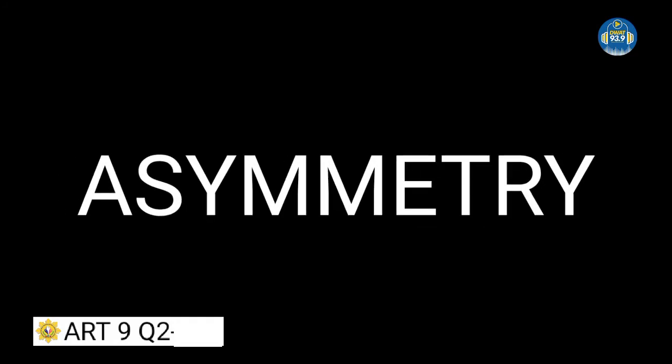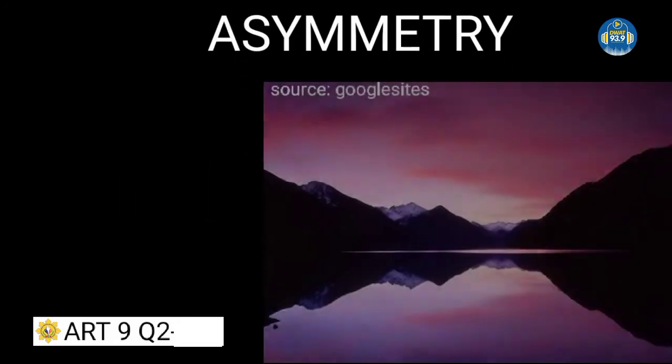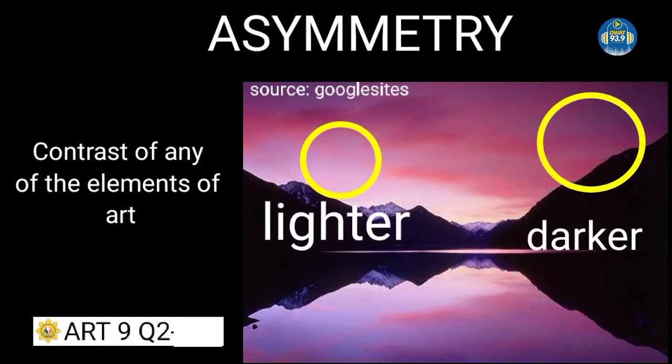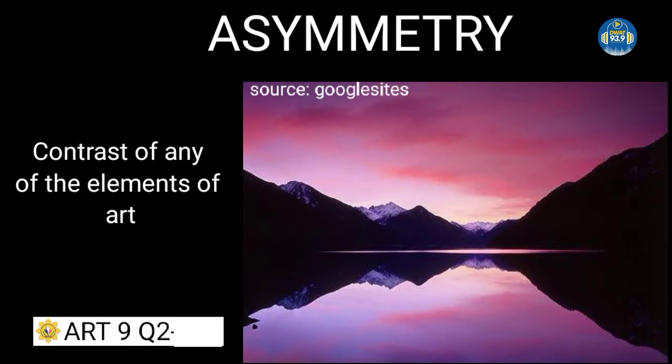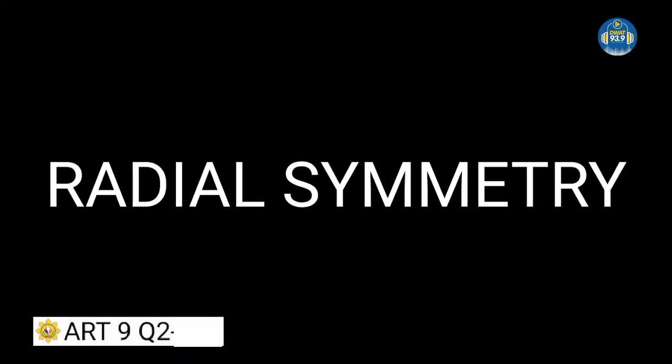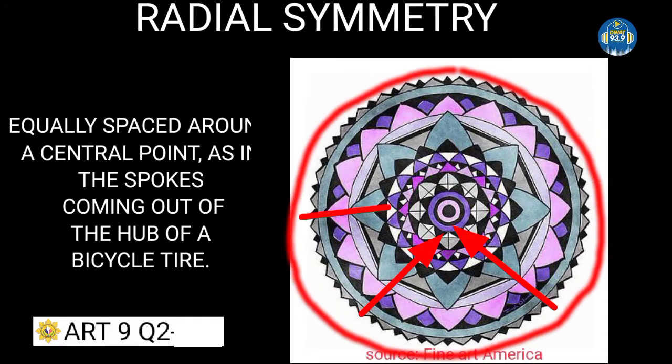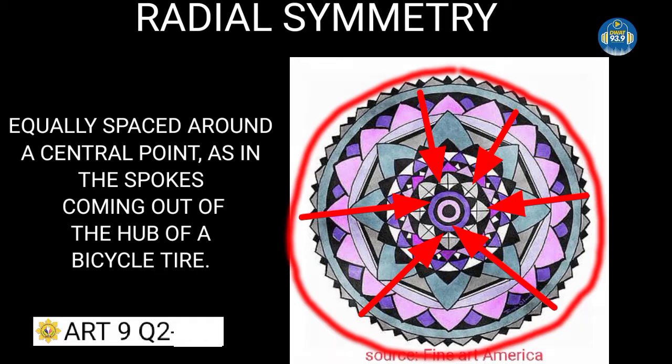Next, we also have asymmetry. The composition is balanced due to the contrast of any of the elements of art. The third one is radial symmetry, in which elements are equally spaced around a central point, as in the spokes coming out from the hub of a bicycle tire.